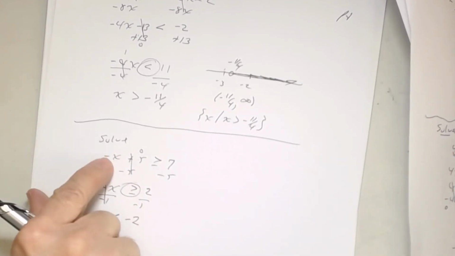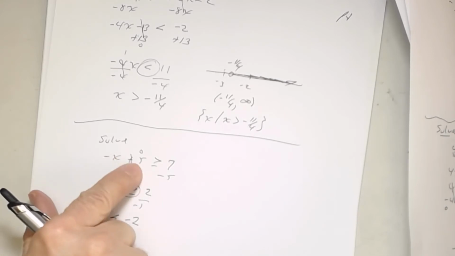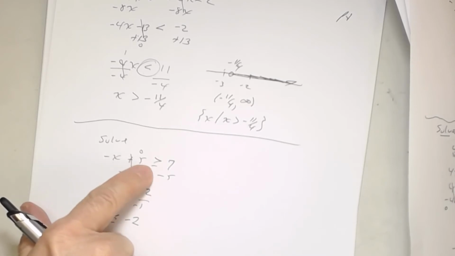4. So this says the opposite of 4, which is a -4. -4 plus 5 is 1. Is 1 bigger than or equal to 7? No. All right, so you can kind of check yourself and see if it seems reasonable.